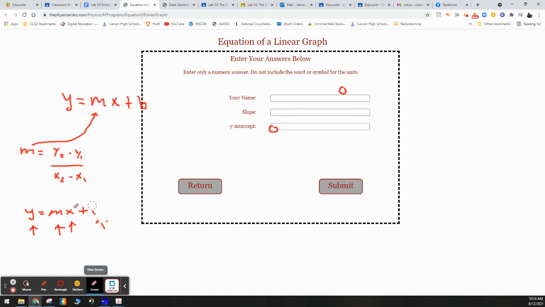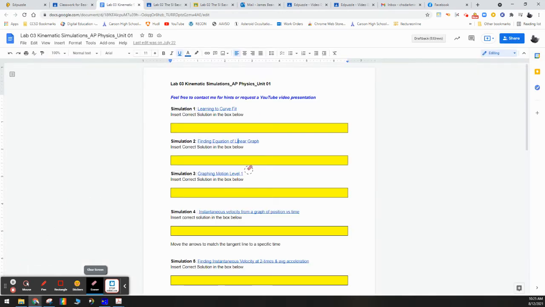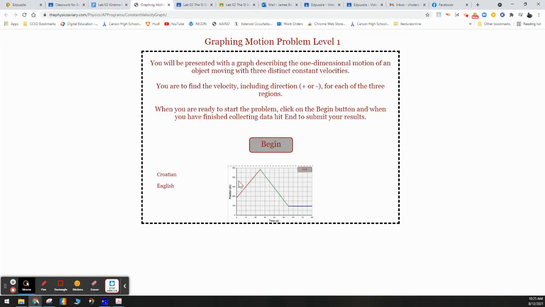All right, let me go ahead and erase this, and we'll look at the next one. Simulation 3 is graphing motion level 1. Let's take a look at this and see what we got. Click on this here, and now we'll hit begin. Here it says to go ahead and read this, and we want to find the velocity, either positive, negative, or 0.